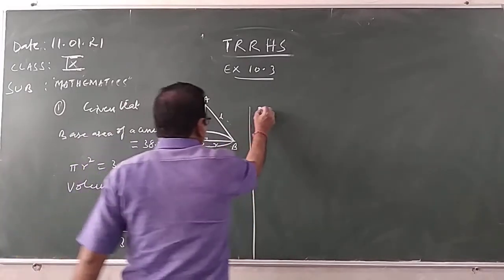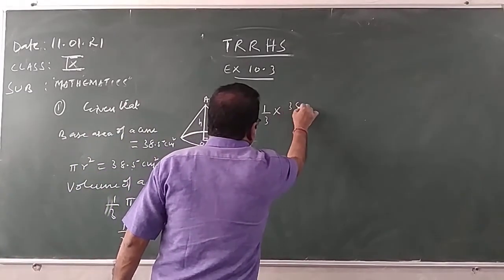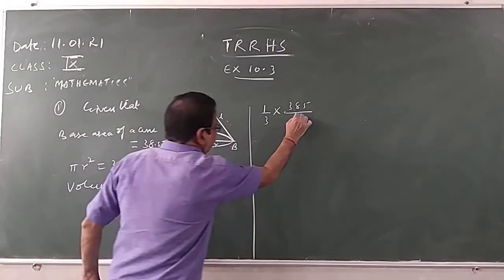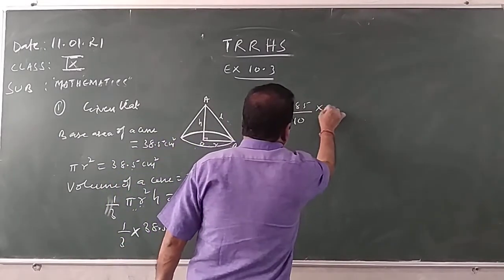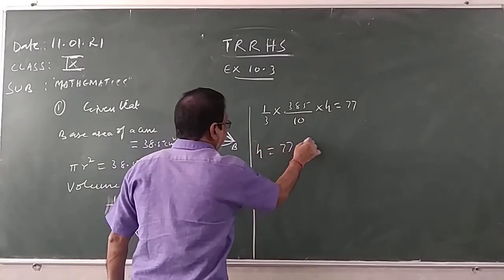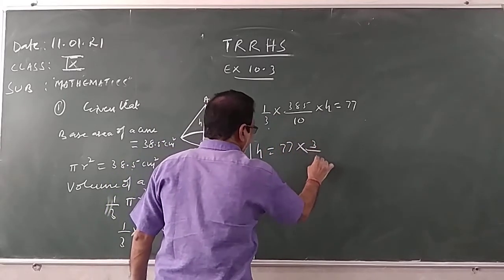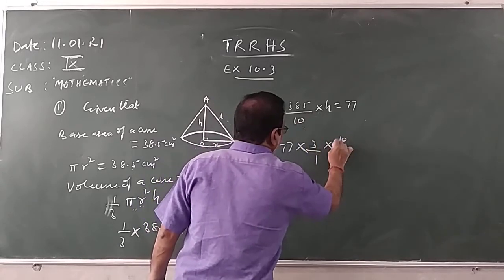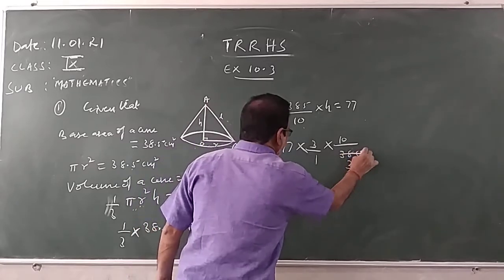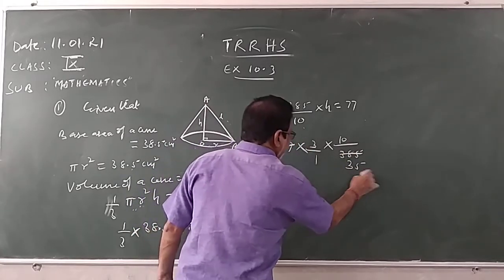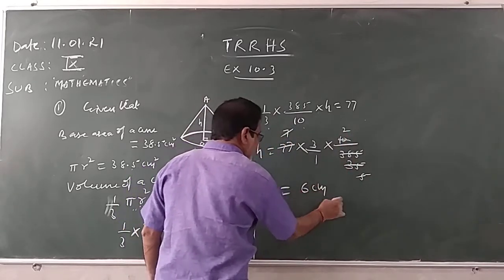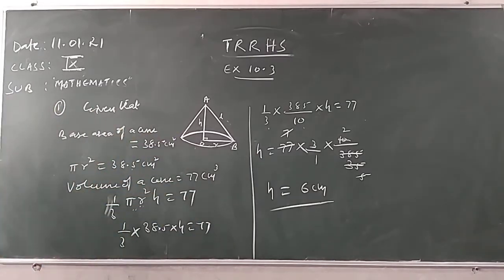Now 1/3 into 38.5. Remove the decimal. The decimal is after one place, so keep 10 in the denominator. 385 by 10 into h is equal to 77. h is equal to 77, and 1 by 3 becomes 3 by 1, 385 by 10 becomes 10 by 385. After cancellation, h is equal to 6. The height of the cone is 6 centimeters.